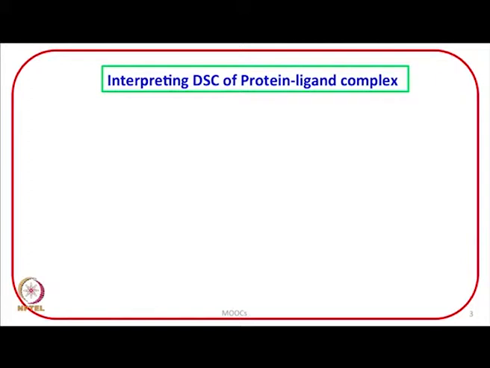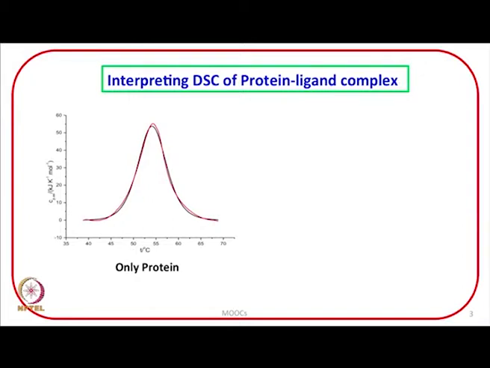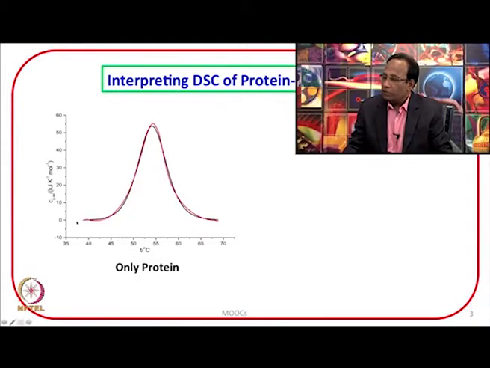Now let us take a look at what happens if you thermally unfold only the protein. We will usually get a single endotherm. Two lines are shown over here. One line shows the experimental data points and the second curve shows the fitting of a suitable model to the experimental data points. Now let us take a look at the next figure.